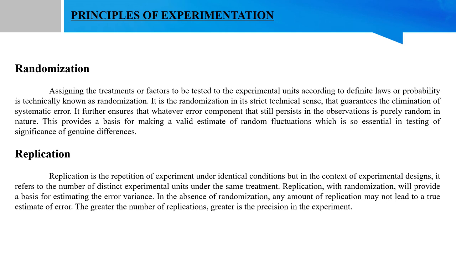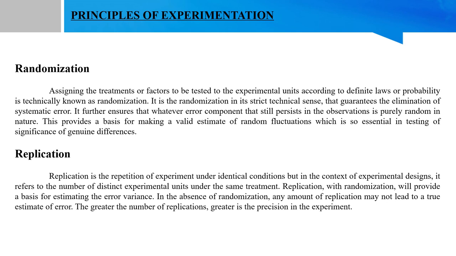Next basic principle is replication. Replication is the repetition of experiment under identical condition, but in the context of experimental design, it refers to the number of distinct experimental units under the same treatment. That is, the same treatment is replicated n times to reduce the error. This replication with randomization will provide a basis for estimating the error variance. In the absence of randomization, any amount of replication may not lead to a true estimate of error. The greater the number of replication, greater is the precision in the experiment.